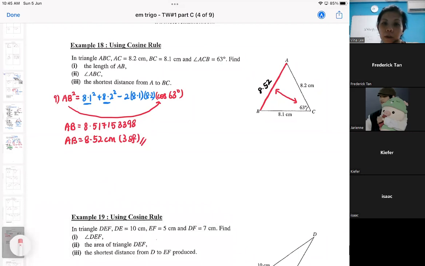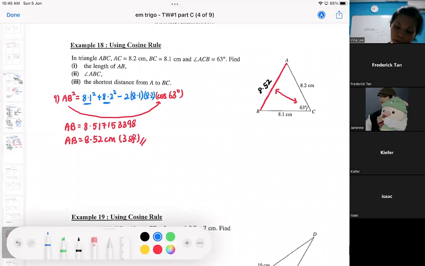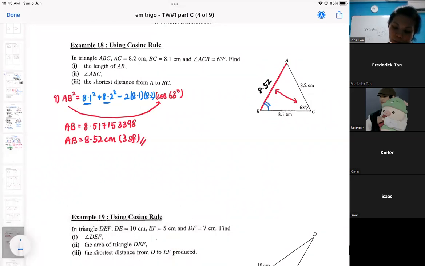So after this, we got A, B, C to find. You can still go back to your sine rule. You will have 2 arrows already. So I go back to my sine rule. You realize that you will have 2 arrows for your sine rule already.